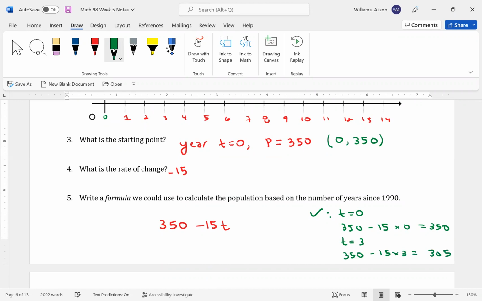So the formula works. If you plug in your calculator, it'll work. So what we did was we took the starting point in 1990 and I included the change, how much it's changing every year. And the change happens per year. So I times it by t because t is representing how many years have passed. That's how I came up with this formula. And I'm going to say this equals P for population.